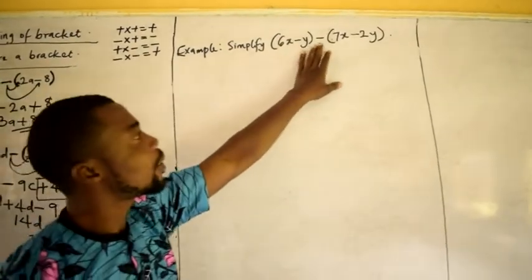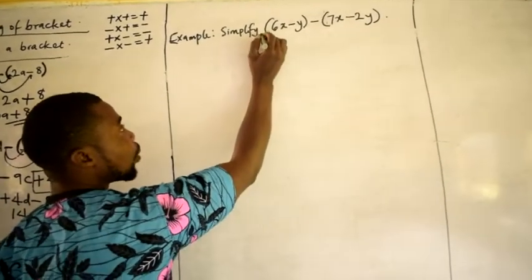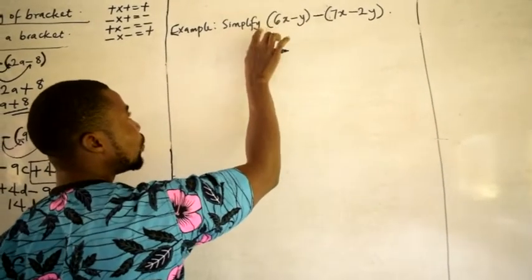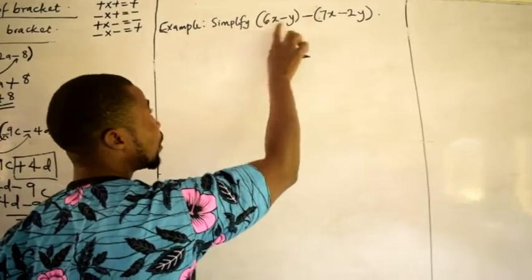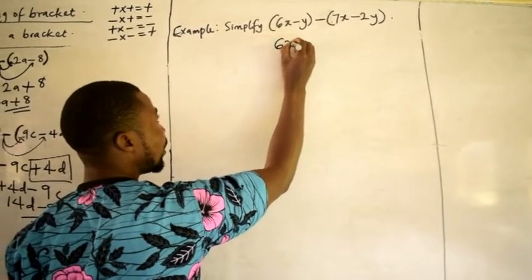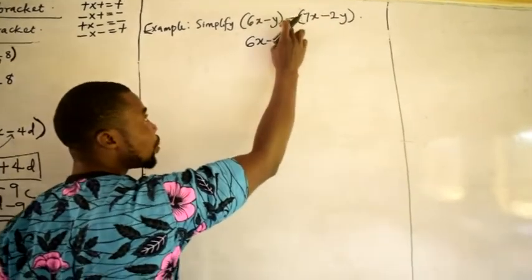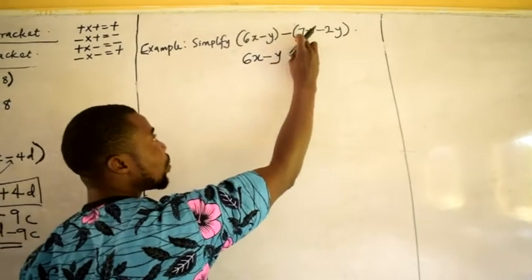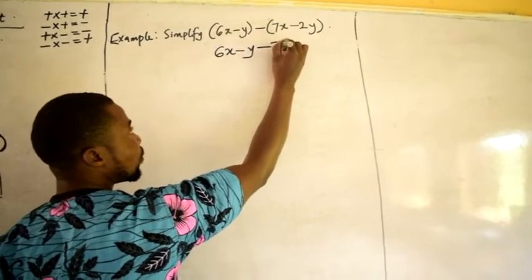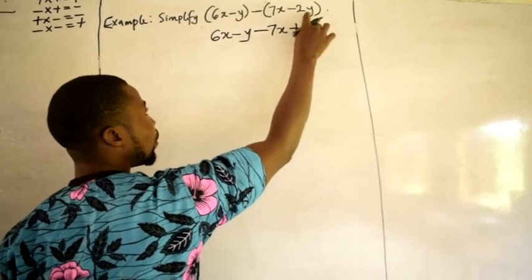Simplify this minus this. If you look at it, you have two brackets. Here, plus is here, and here minus, invisible plus. The invisible plus is here, and here you have minus. If the plus multiplies all of this, you will repeat it. This is 6x minus y. And minus multiplying this, you multiply it one after the other. Minus multiplied by the invisible plus here, you have minus 7x. Minus multiplied by minus, we have plus, you have 2y.